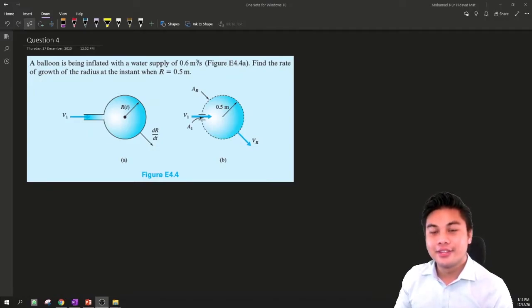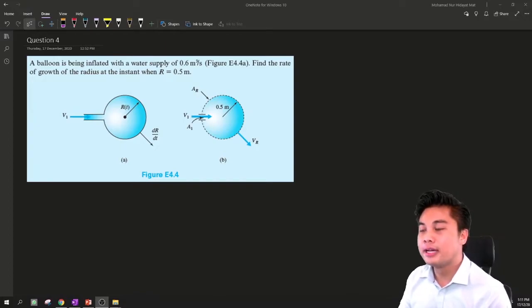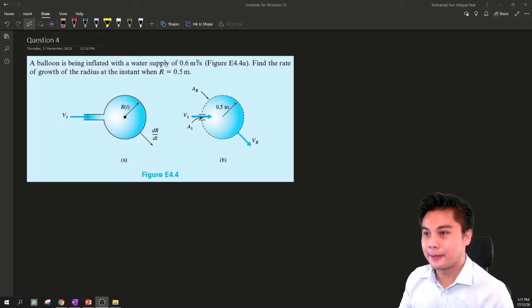Hi, today we have a question which is a balloon is being inflated with the water supply of 0.6 meter cubic per second as shown there. Find the rate of growth of the radius at the instance when the radius is equal to 0.5 meter.